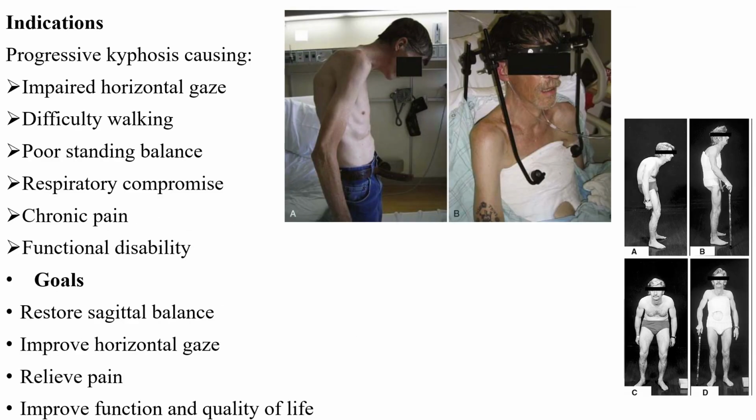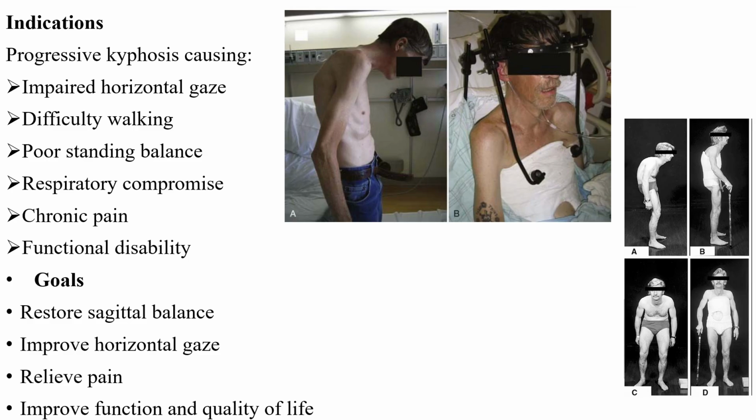Corrective surgery may be considered when progressive kyphosis becomes severe enough to interfere with daily function and overall quality of life. Patients may develop difficulty maintaining a forward gaze, problems with walking or standing balance, or respiratory compromise as the deformity progresses. Chronic pain and increasing functional disability are also important indications, particularly when conservative treatment no longer provides adequate relief. The deformity can become highly disabling.